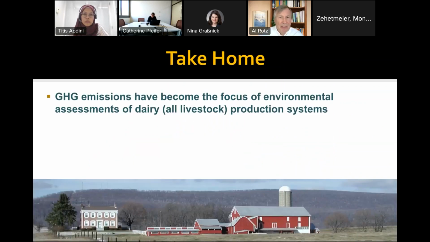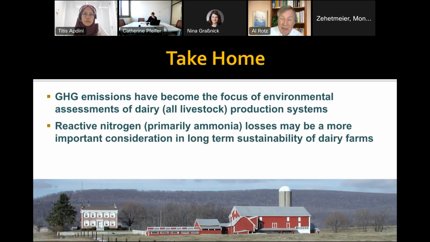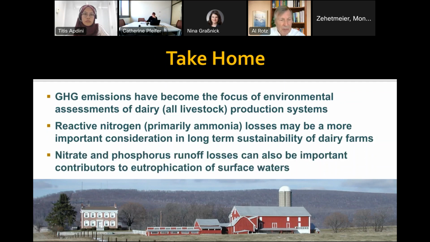So just to wrap this up, some take home. Greenhouse gas emissions, of course, are important and they've become the focus. I'm not necessarily sure they should be the primary focus. I think reactive nitrogen and primarily ammonia losses may be a more important consideration in the long-term sustainability of dairy farms. And of course, nitrate and phosphorus runoff losses can also be important, particularly in the eastern United States and in more wet areas.